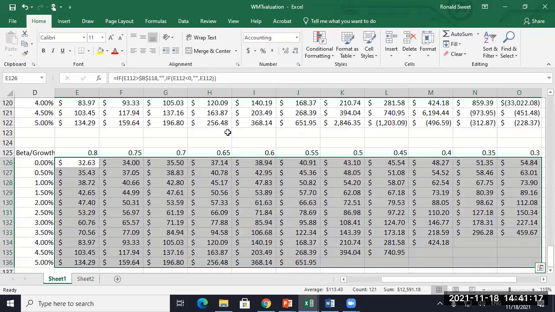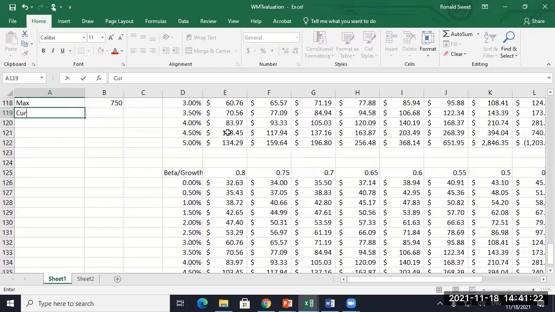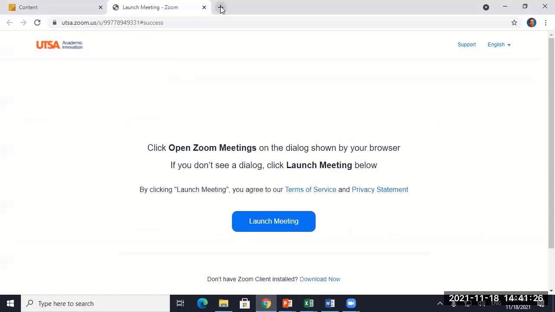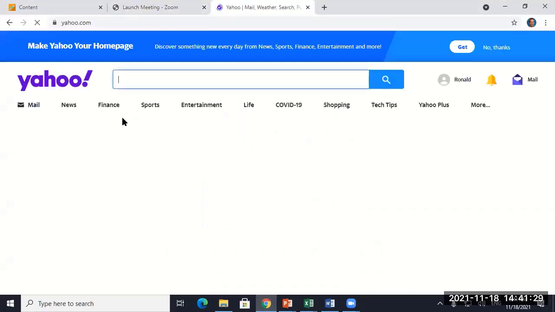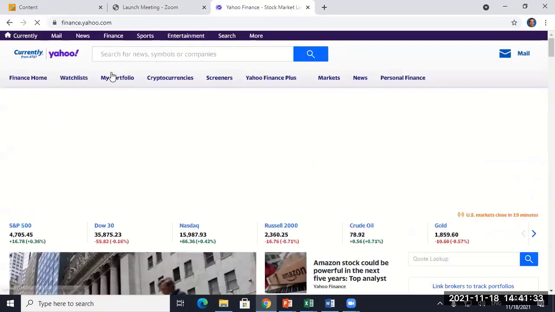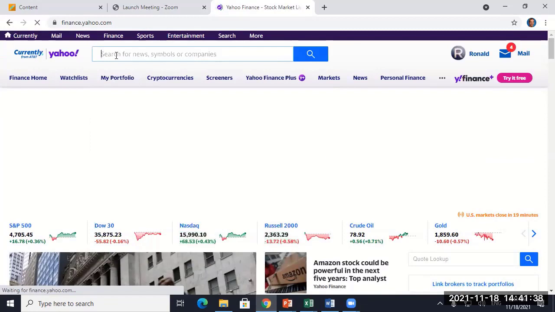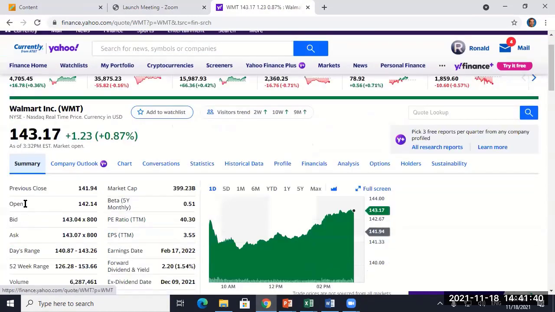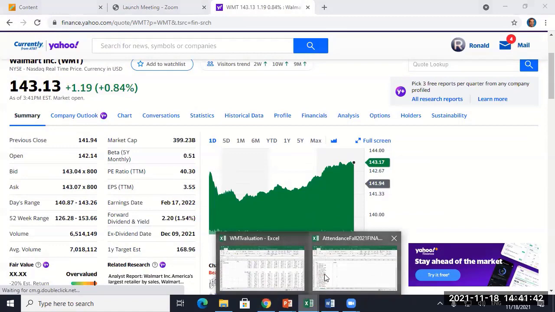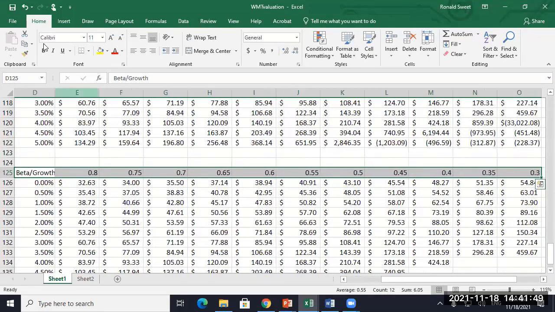All right, so I've got a pretty good looking chart here. The current price is what? Let's go find that real quick. I'll probably get Waste Management's price, but that's okay. Yep, I think I did. Nope, I got it, 143.17. Right, so I've got some values here.